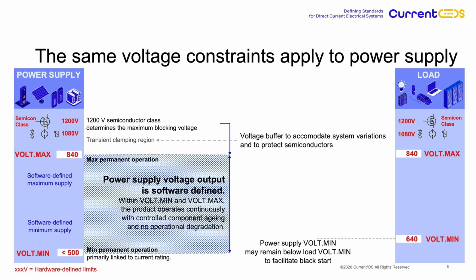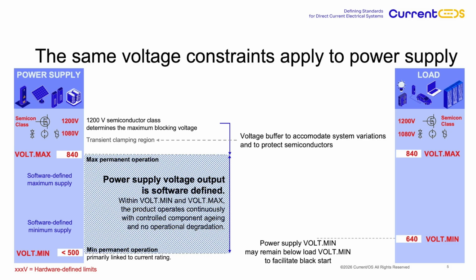In this example, the maximum permanent supply voltage is limited to 840 volts, while the minimum permanent operating voltage is below 500 volts, primarily linked to current rating constraints. Within this volt.min to volt.max operating window, the product operates continuously with controlled component aging and without operational degradation. It should be noted that these voltage values are software-defined in most products, and can therefore be adapted to different operating conditions and system architectures.